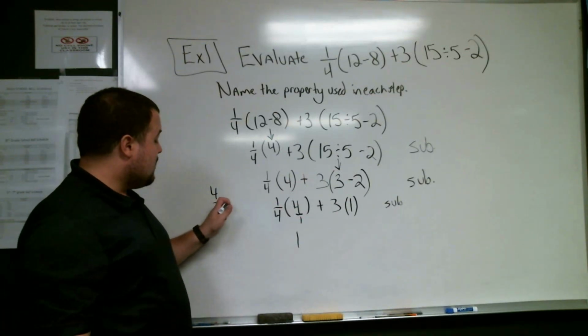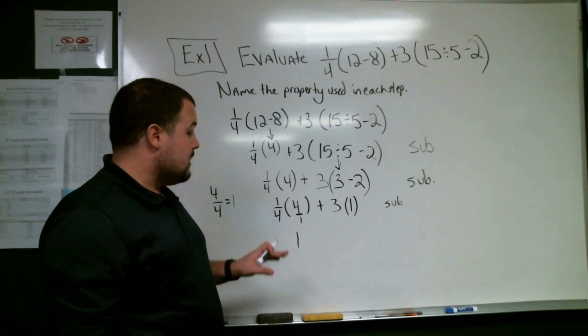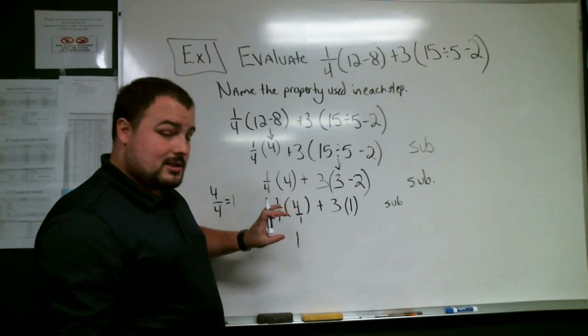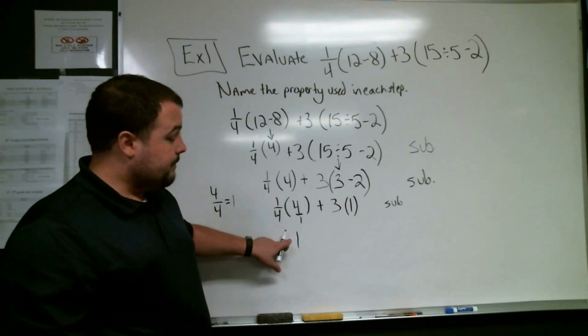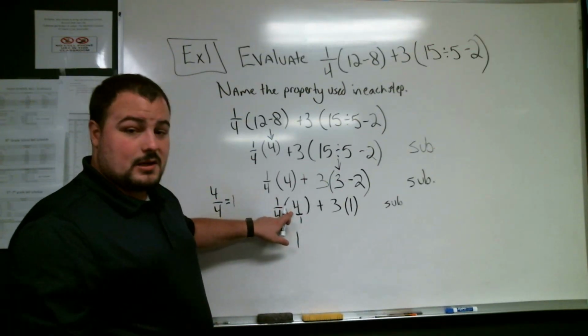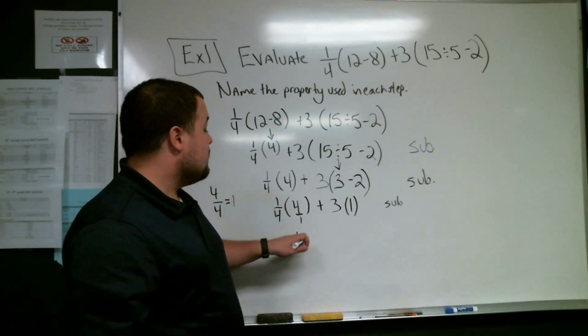Any number divided by itself equals 1. And that's what the property is telling us for multiplicative inverse. Any number times its reciprocal, which means the same fraction flipped, will always equal 1. Here's a fraction times the same fraction flipped, we get the number 1. That's multiplicative inverse.